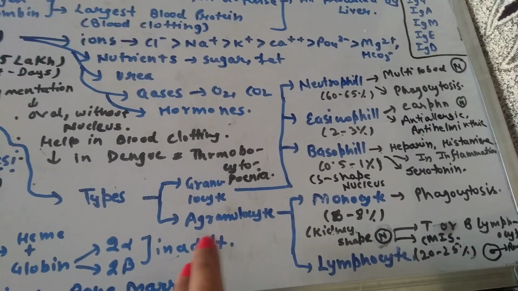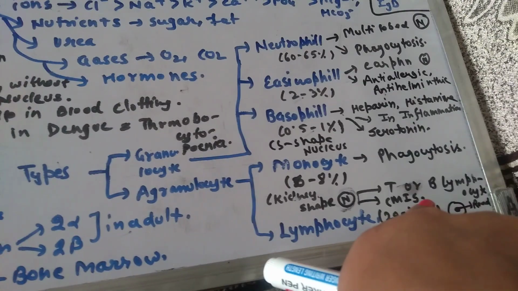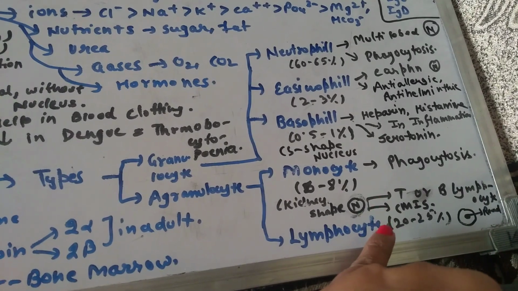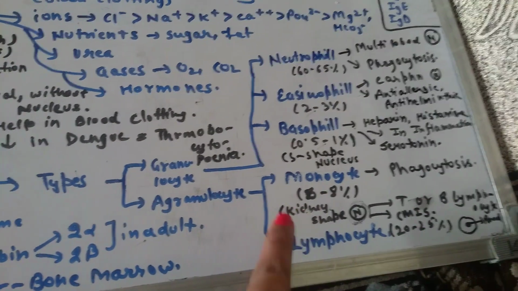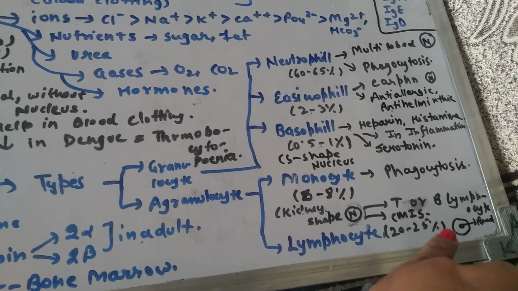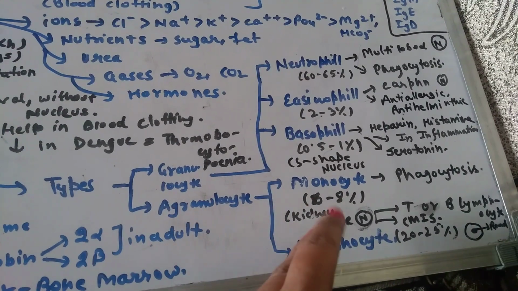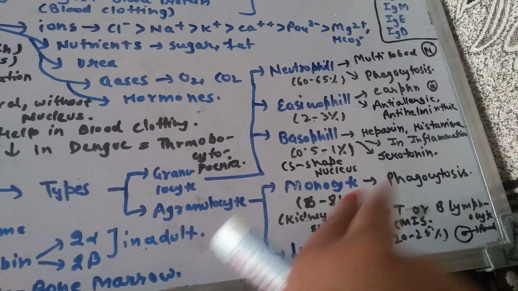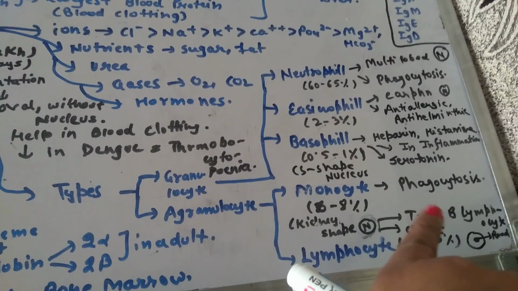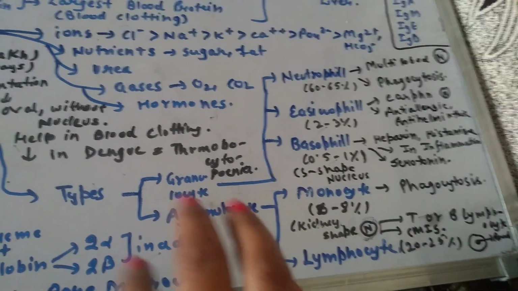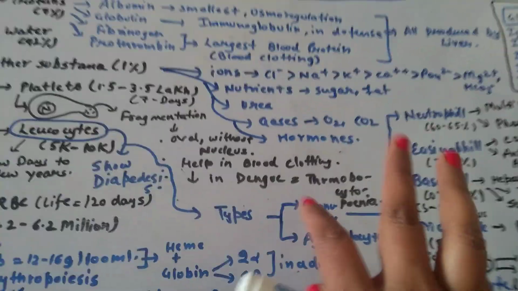Talking about agranulocytes, agranulocytes are monocytes and lymphocytes. Lymphocytes are further categorized into two categories, that is T lymphocytes and B lymphocytes. They help in the cell-mediated immune system. The amount of lymphocytes is 20 to 25%, and the nucleus of a lymphocyte is basically round in shape. The nucleus of a monocyte is kidney shaped, and the percentage of monocytes is 6 to 8%. Again, its function is the same as that of neutrophils, that it helps in the phagocytosis of any infectious particle. So that was all about the WBC.